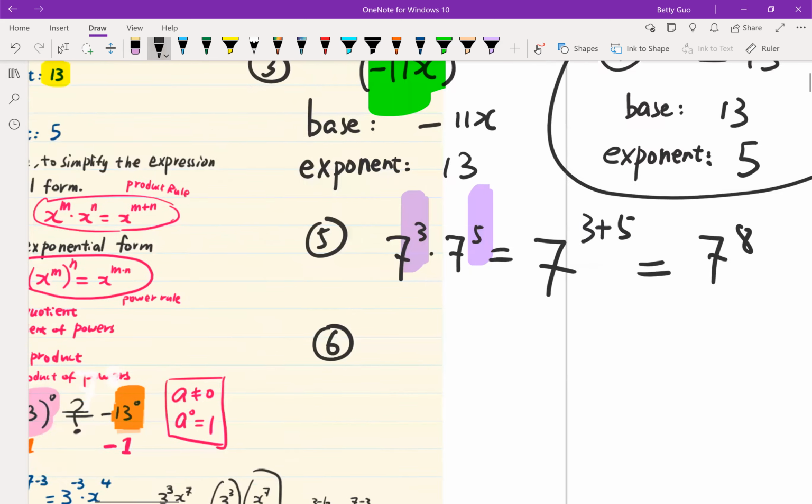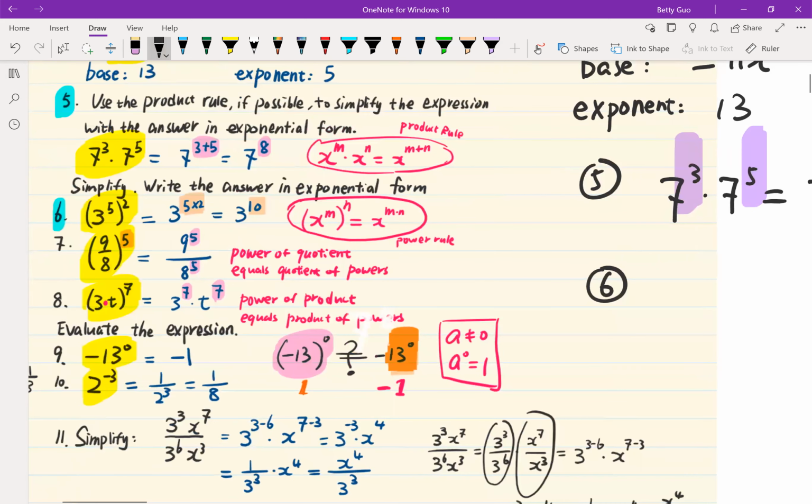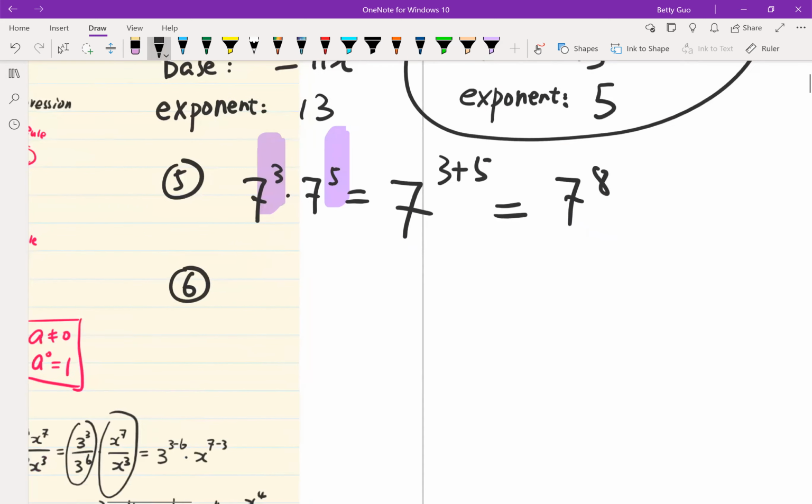Number 6. Simplify 3 to the power of 5 in a parenthesis and then to the power of 2. Is that clear, Lauren? How do you simplify this? You multiply the two exponents. Keep the base 3, multiply 5 and 2, you have 3 to the power of 10, right?